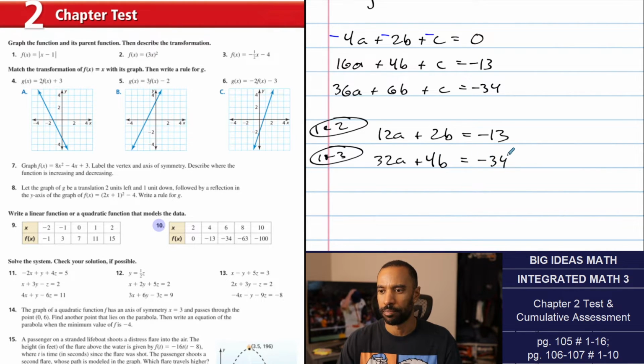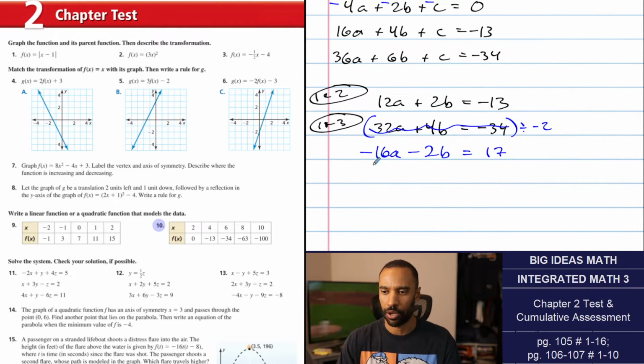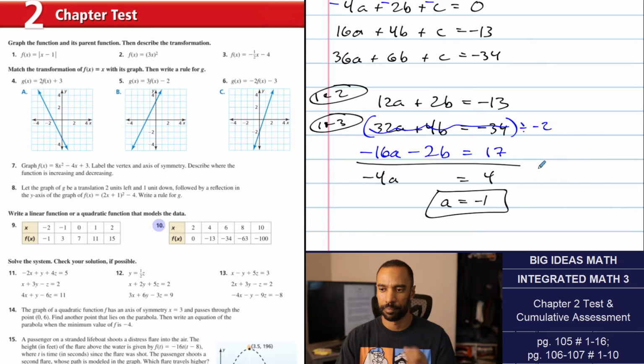Now in this bottom equation, I can divide everything by 2. If I wanted to eliminate b's, I could divide everything by negative 2. So this will be negative 16a minus 2b equals positive 17. Now ignoring this equation, I can go down these lists right here and combine them using the elimination method. I got negative 4a, the b's cancel, and I got positive 4, so a equals negative 1.